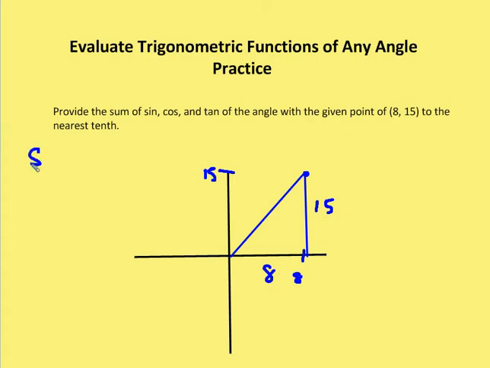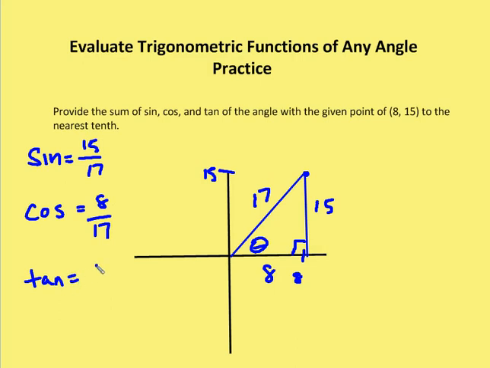The first thing I'm going to do is find sine. Sine is the relationship of the opposite to the hypotenuse. And by the way, if you remember your Pythagorean triples, you'll realize that this is an 8, 15, 17 triangle, or you can use the Pythagorean theorem to figure out that the hypotenuse is going to be 17. So sine of this angle is going to be 15, the opposite side, over 17. Then cosine is going to be the adjacent side, 8, over the hypotenuse, 17. And then tangent is going to be the opposite side, 15, over the adjacent side, 8.